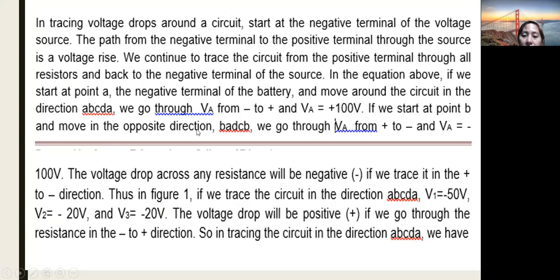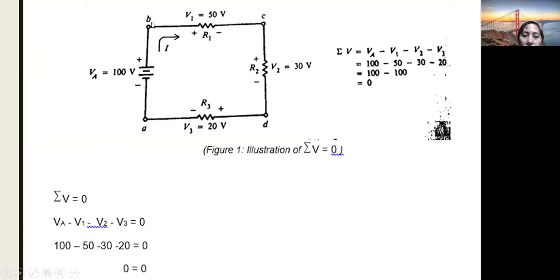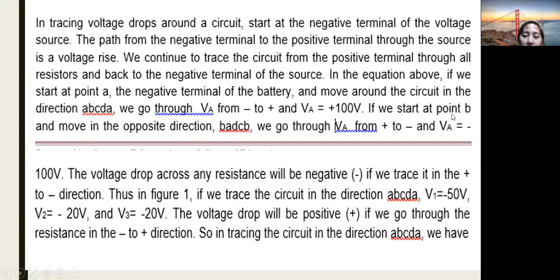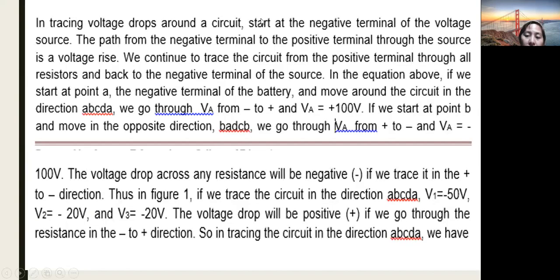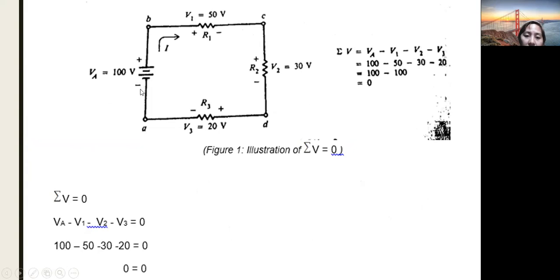So if we start at point B and move in the opposite direction, B, A, D, C, B, we start at this point and move to B. A while ago, the movement was A, B, C, D. This time, if we start at point B and move in the opposite direction, instead of A, B, C, D, using point B as the starting point, B, A, D, C, B, VA goes from positive to negative.